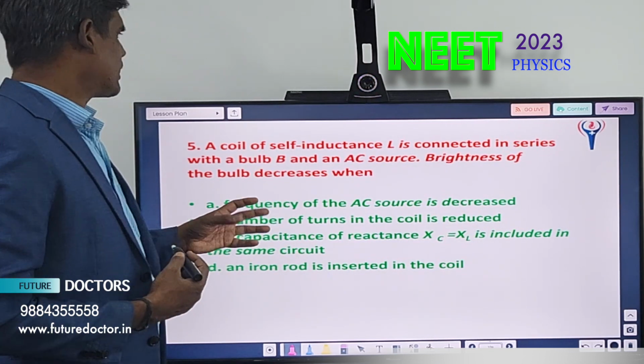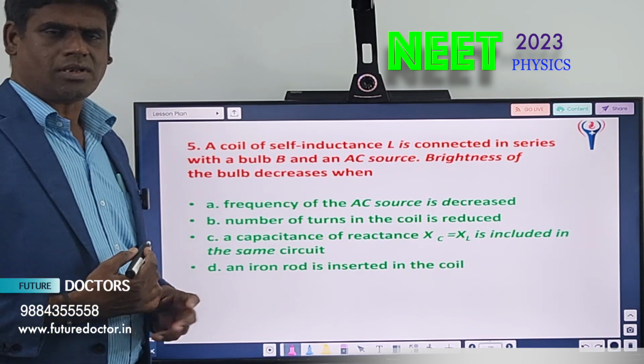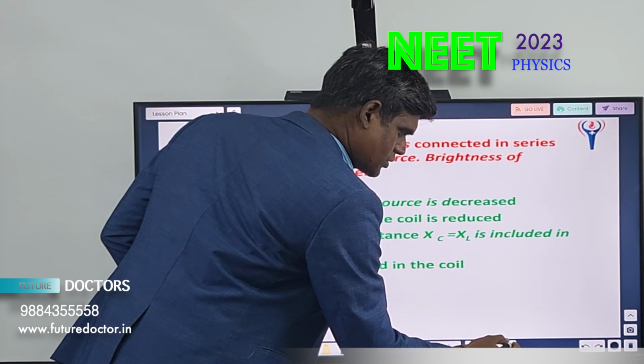Here what you want to find is the brightness of the bulb. So by knowing the current value with respect to the self-inductance coil, you will find the solution for this. Let's move to question number 6.